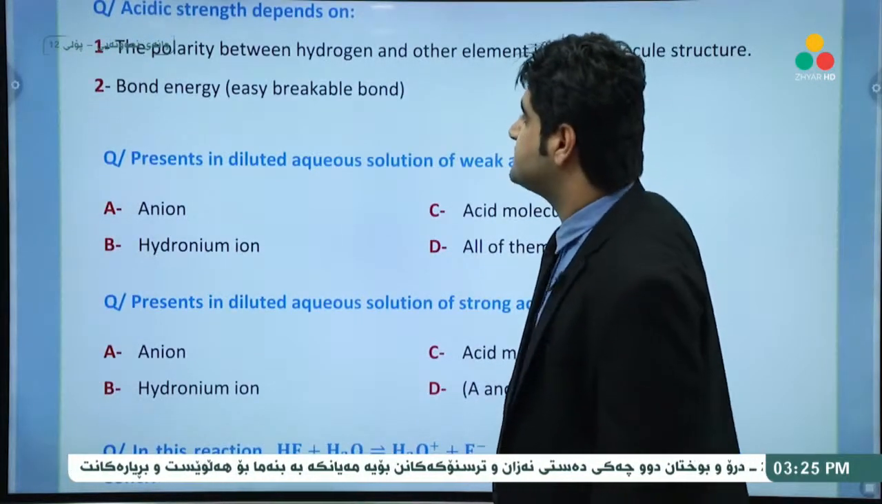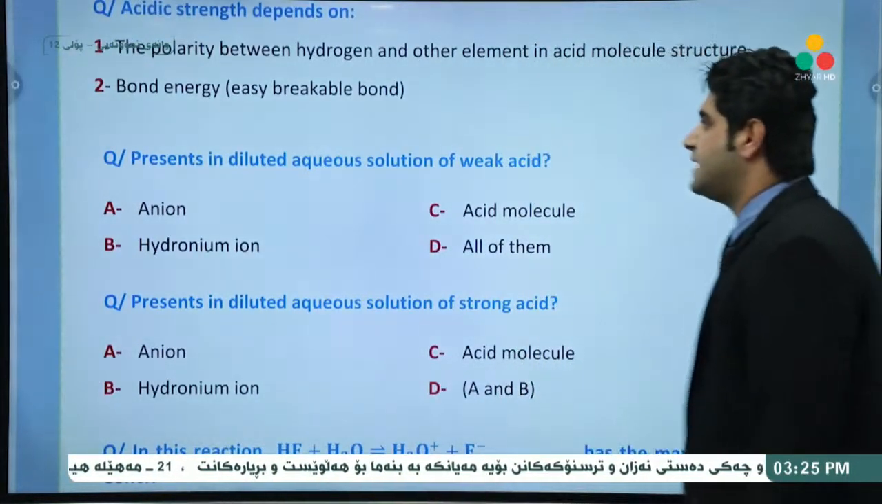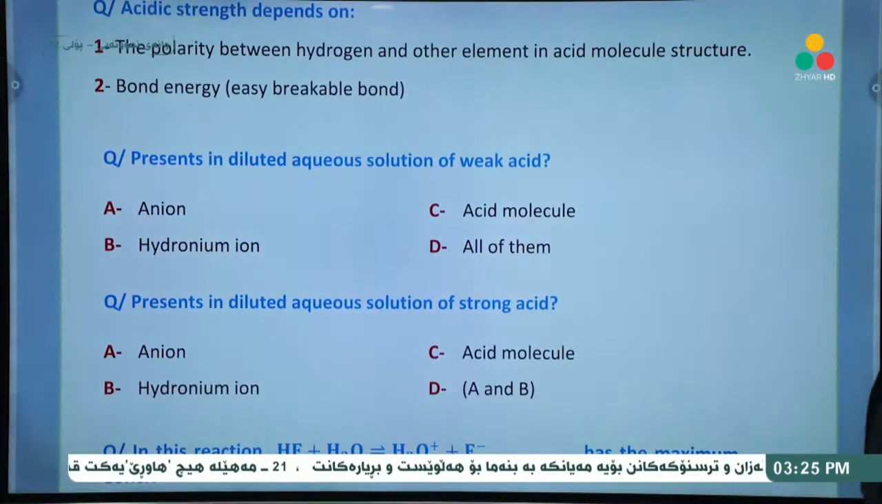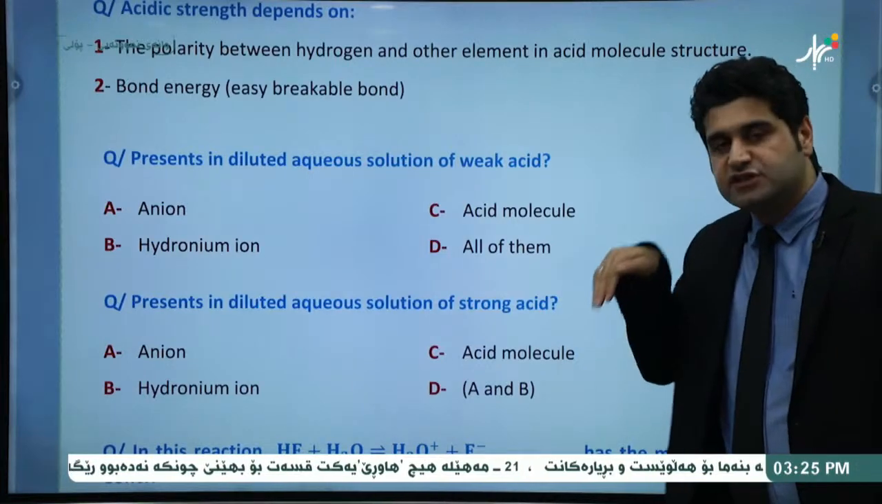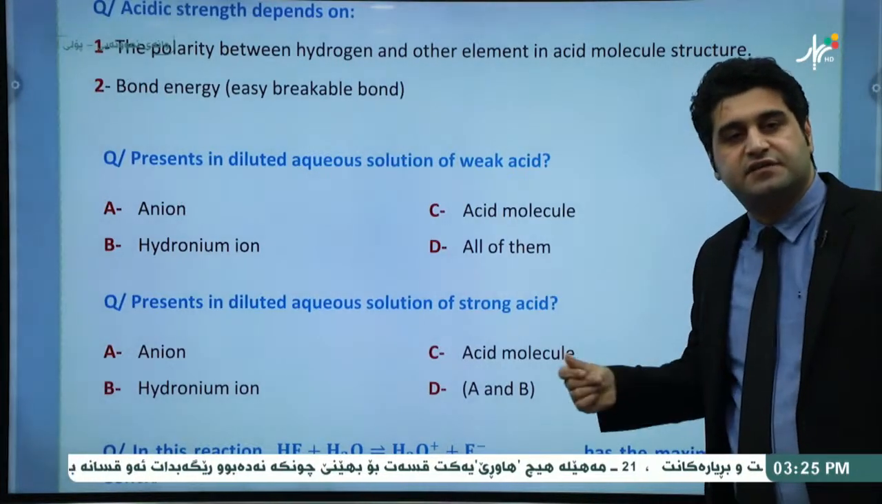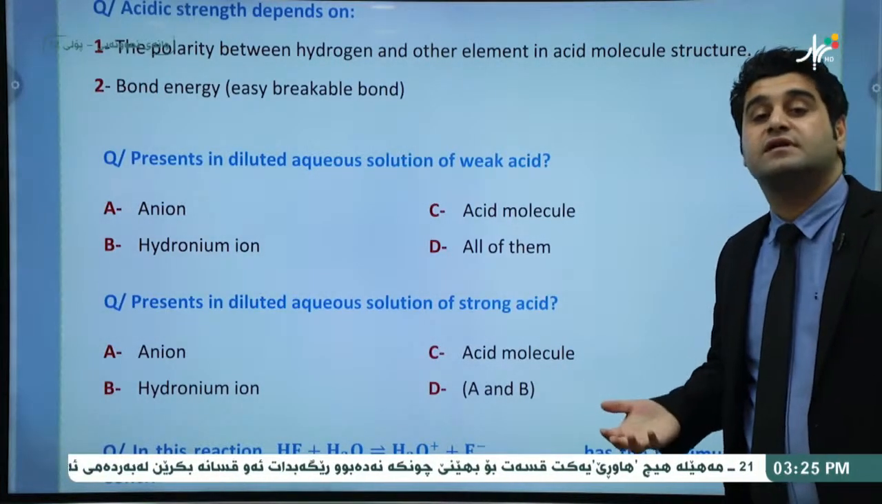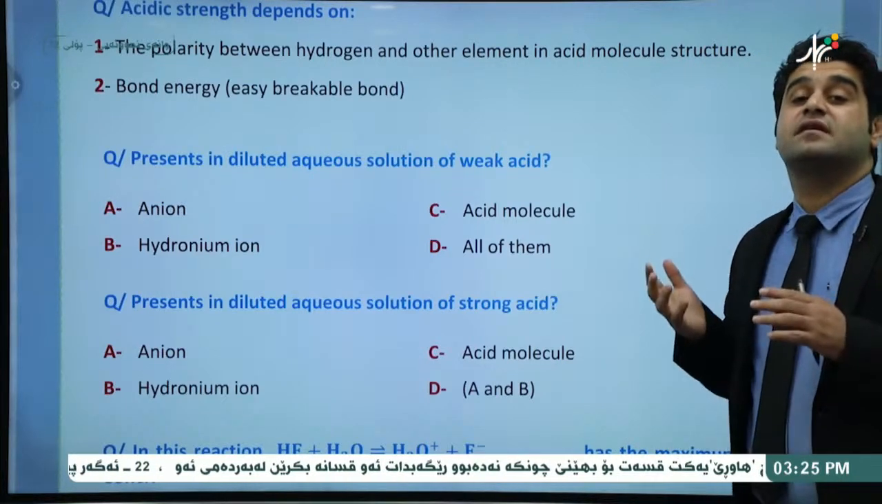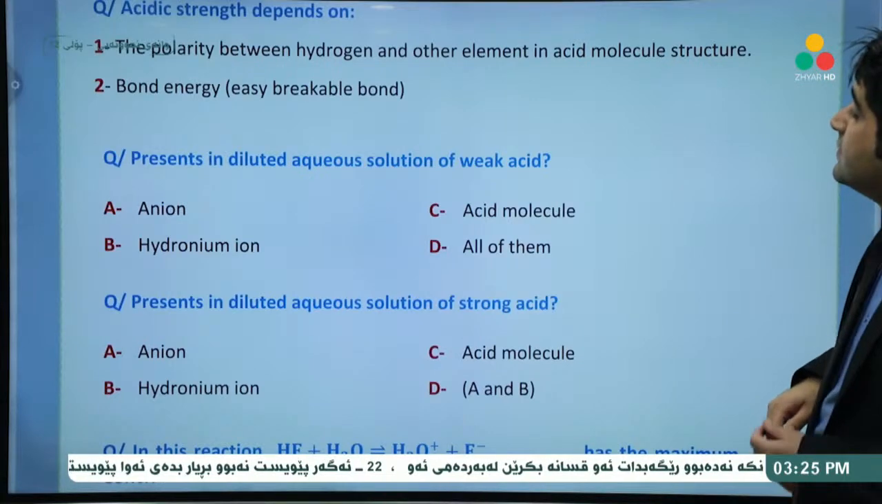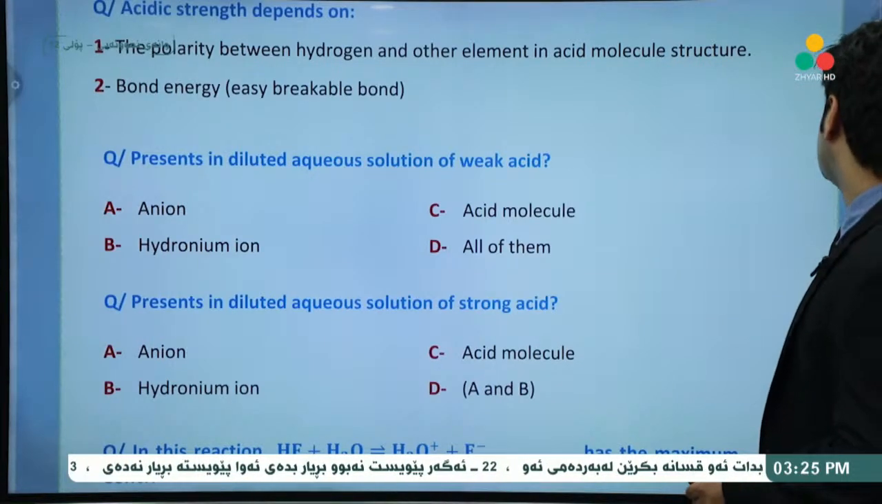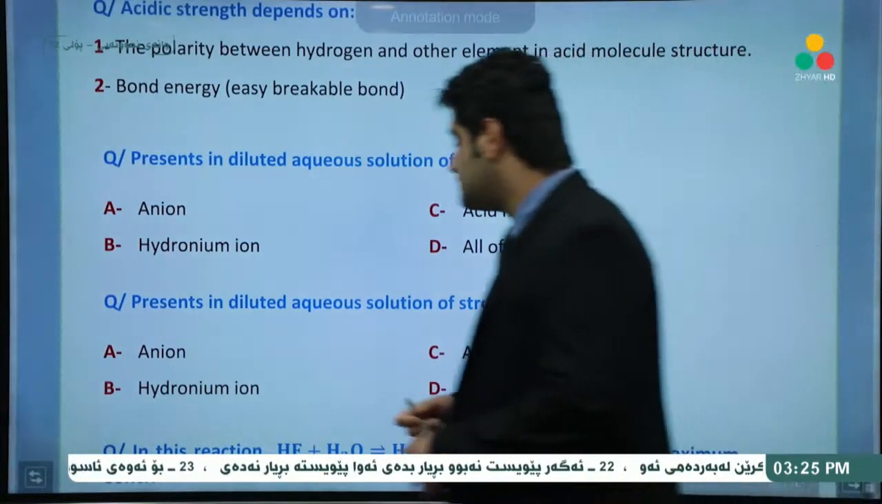Now, acidic strength depends on the polarity between hydrogen and the other element, and of course bond energy. As much as the bond energy decreases, the acidity increases. As much as the bond energy increases, the acidity decreases. So there's a reverse relation between them.